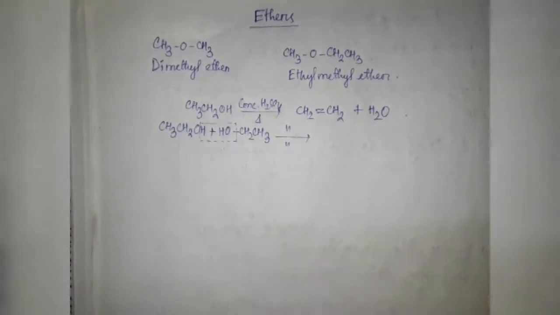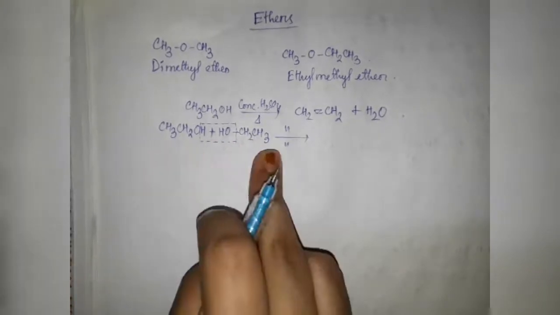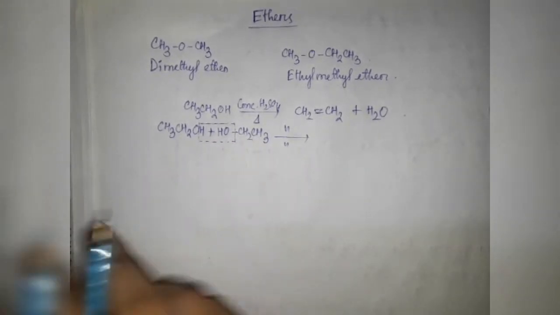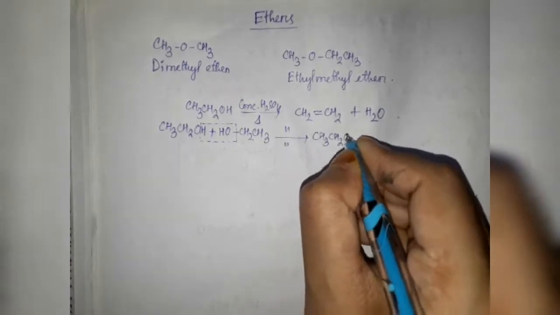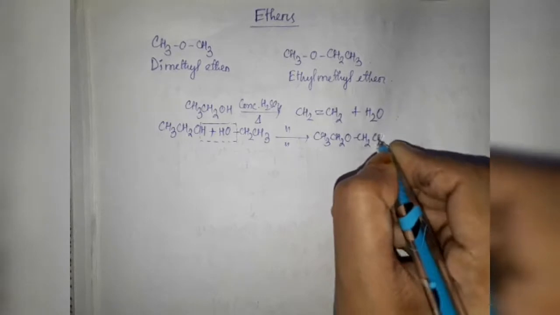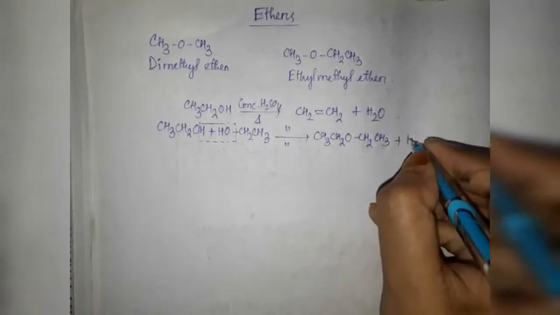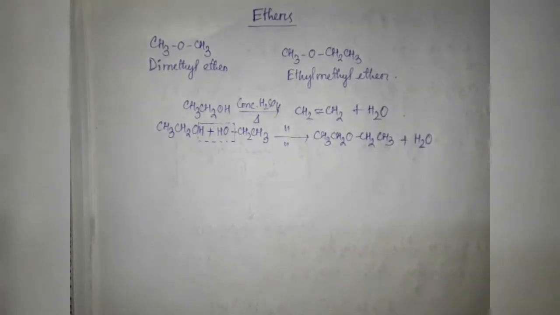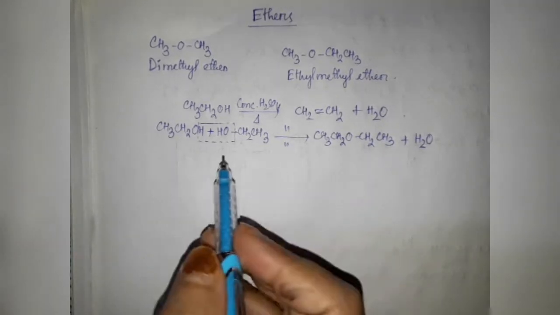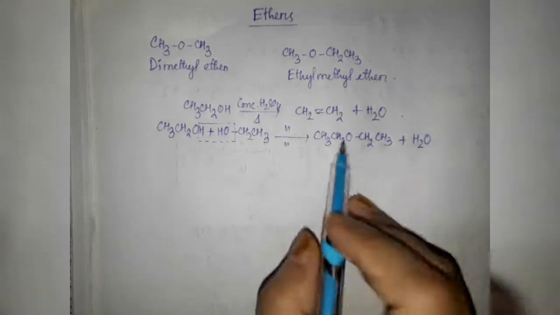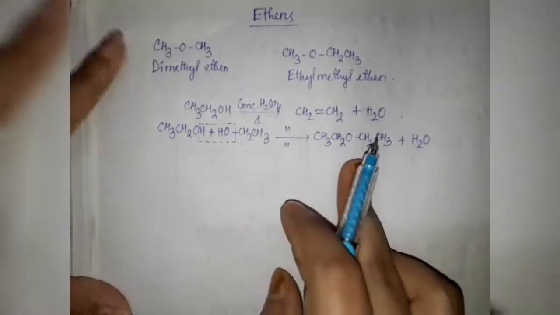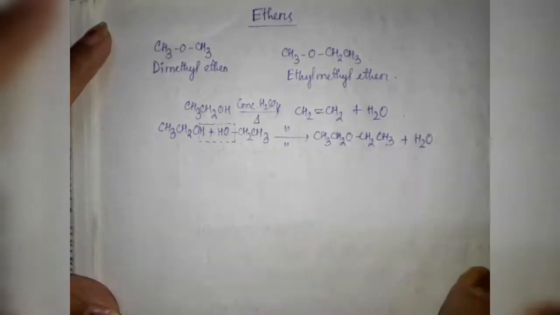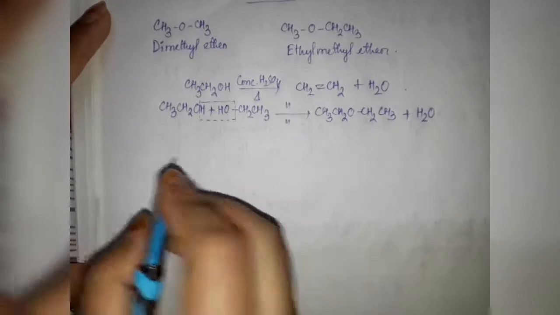alcohol molecules. Okay, and we will have our desired product, that means ether, CH3CH2OCH2CH3, that means diethyl ether, along with H2O. So by this type of reaction we can form diethyl ether. Okay, so now we will talk about its mechanism.